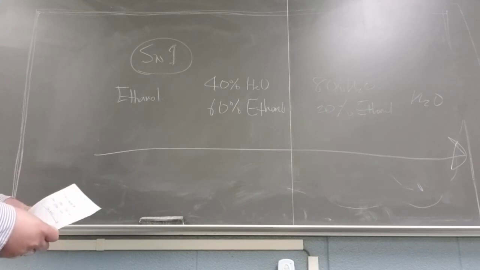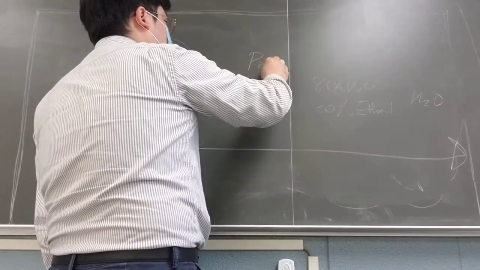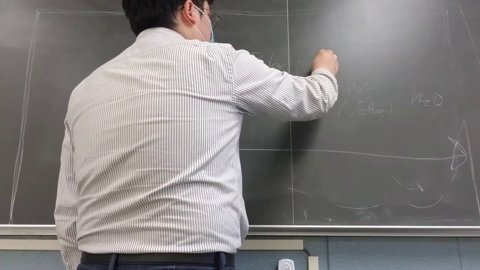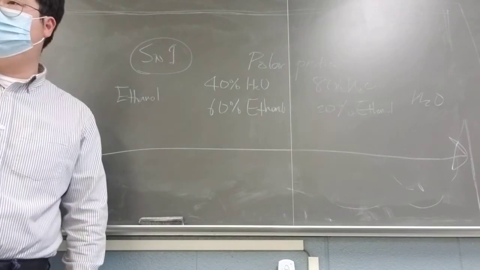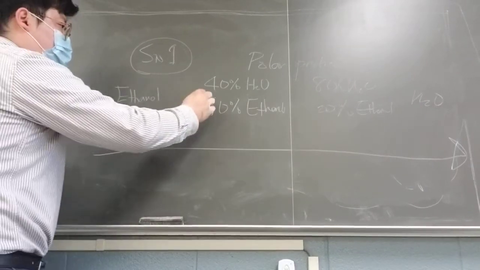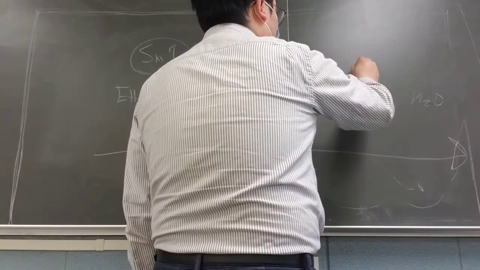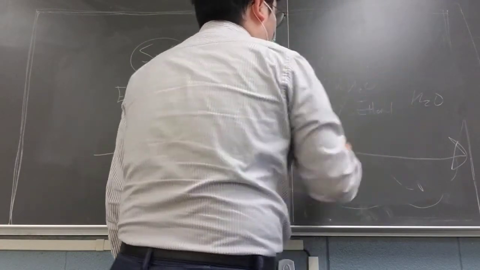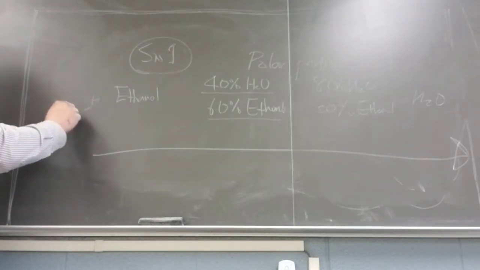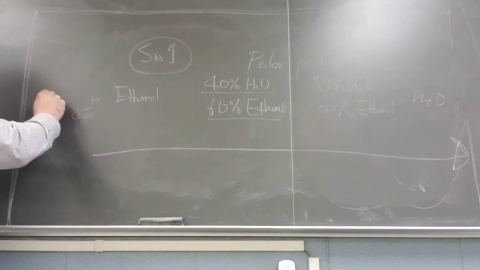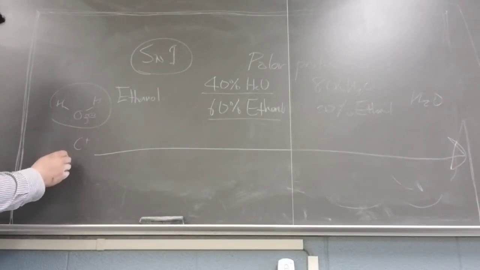Okay, and then the reason why: those are what we call polar protic solvents. Obviously, ethanol and water have hydrogen groups, so they are hydrogen-bonding solvents. Because of that, they have some slightly negative charge, polarity on the water here, which will actually stabilize your carbocation.